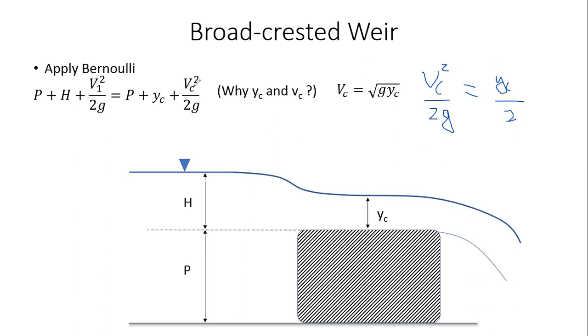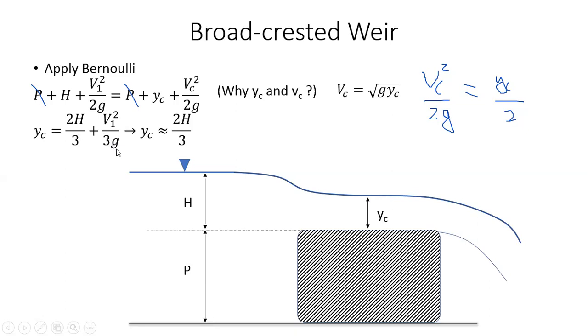So YC plus YC by 2 will be 3YC by 2, right? So P plus H plus V1 square by 2G equals P plus 3YC by 2, because I've replaced this VC square by 2G with YC by 2. So YC plus YC by 2 becomes 3YC by 2. Then I get rid of P on both sides. P gets cancelled out, and then I rearrange this. I get YC equal to 2H by 3. That 3YC by 2, I cross multiply on both sides. I get 2H by 3 plus V1 square by 3G.